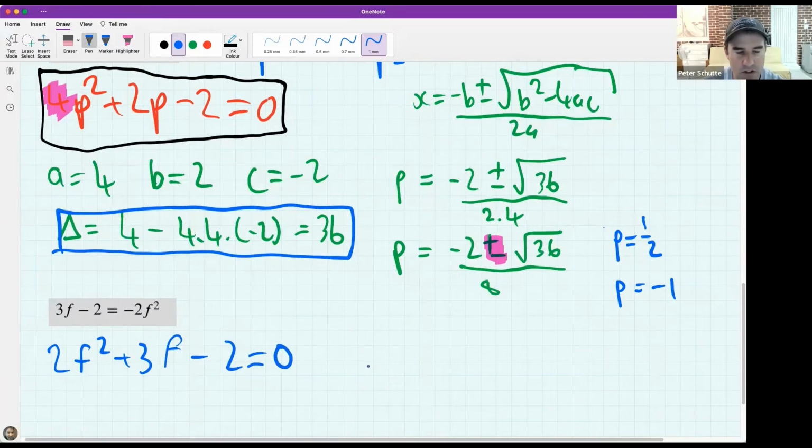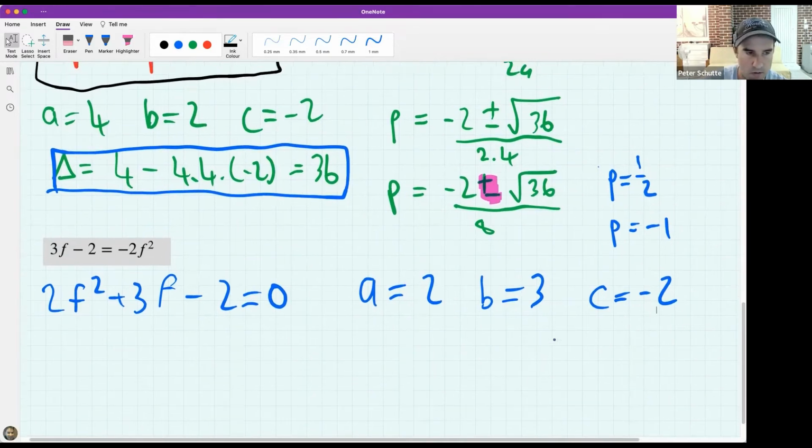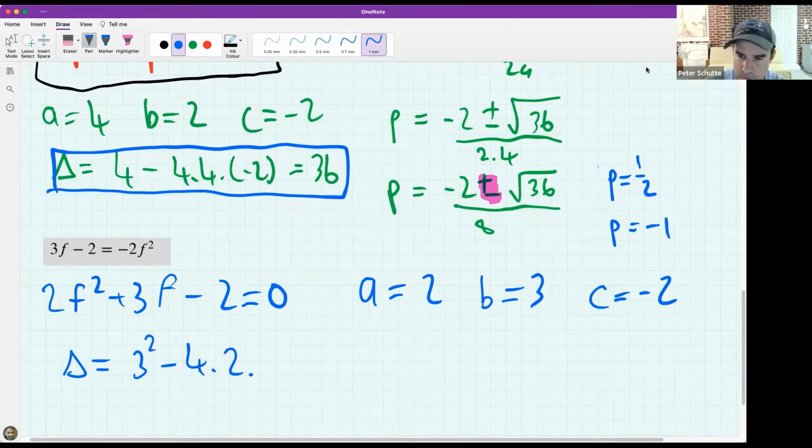So I'm going to suggest that you need to get this into standard form first. And then you need to know those numbers. You don't have to do the step that I'm doing with delta. I'm just working it out because it makes my life a little bit easier.